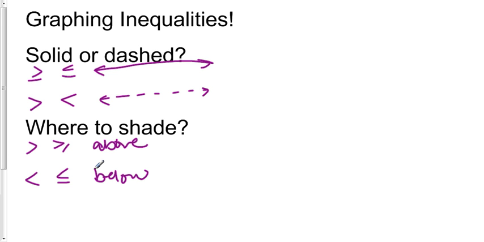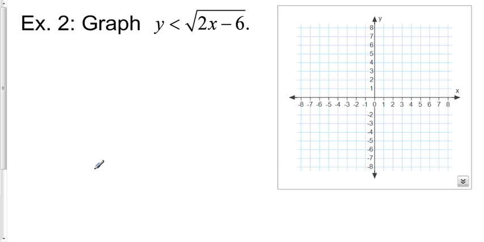Okay, so let's keep that in mind when we do this last example. So we want to graph y is less than the square root of 2x minus 6. Now, according to the symbol here, the less than sign, I know 2 things. I know that my graph is going to be dashed and that I want to shade underneath the shape of the square root function here.